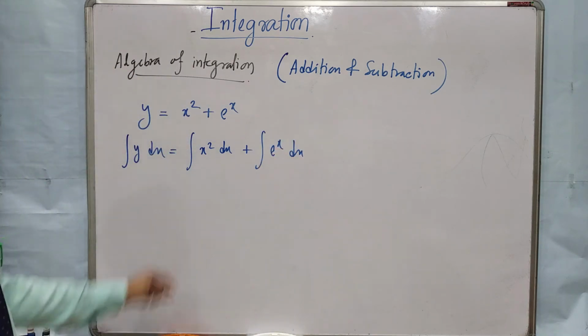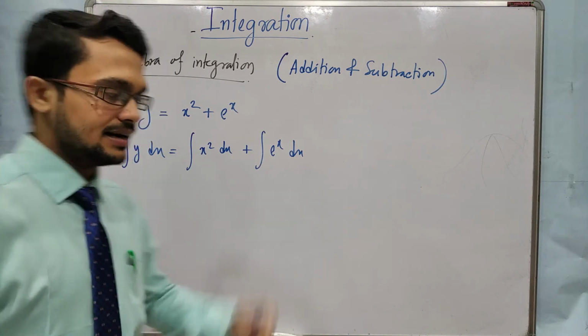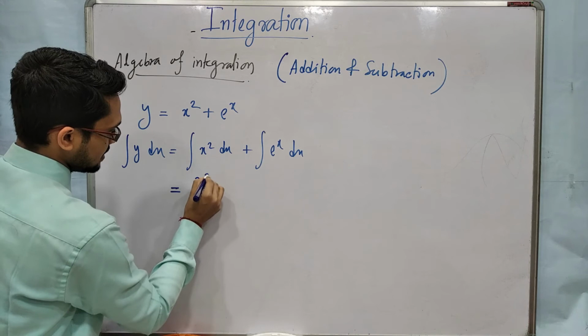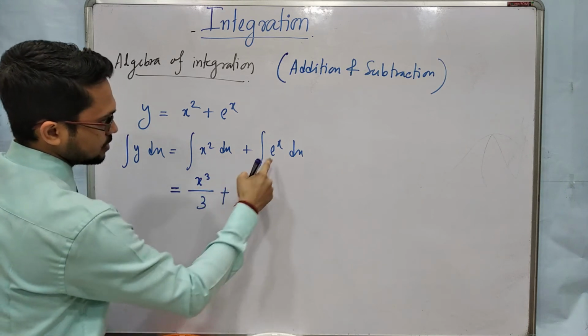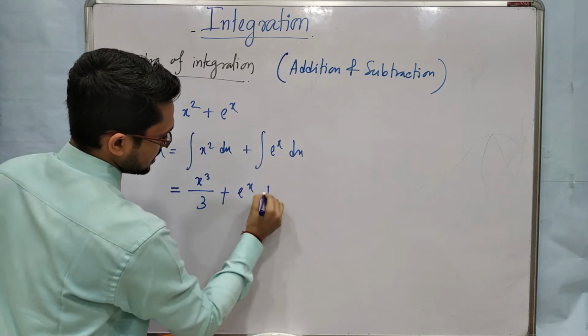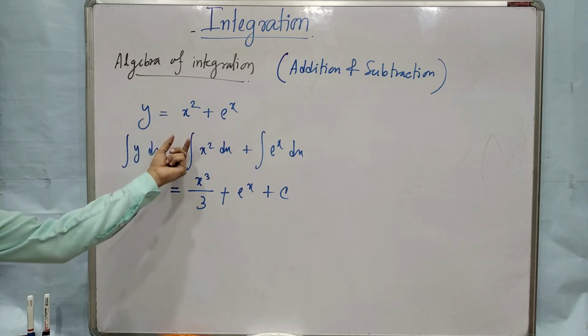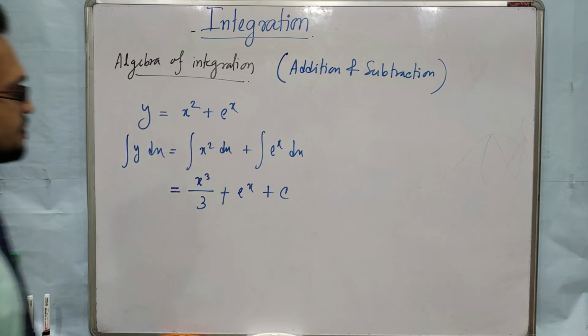Make them separate and then integrate. So x square dx means x to the power 2 plus 1, that is x cube by 3, plus e to the power x dx means e to the power x plus c. Okay, and the same process we followed in differentiation also. We make them separate and differentiate each term. Here also integrate each term separately.